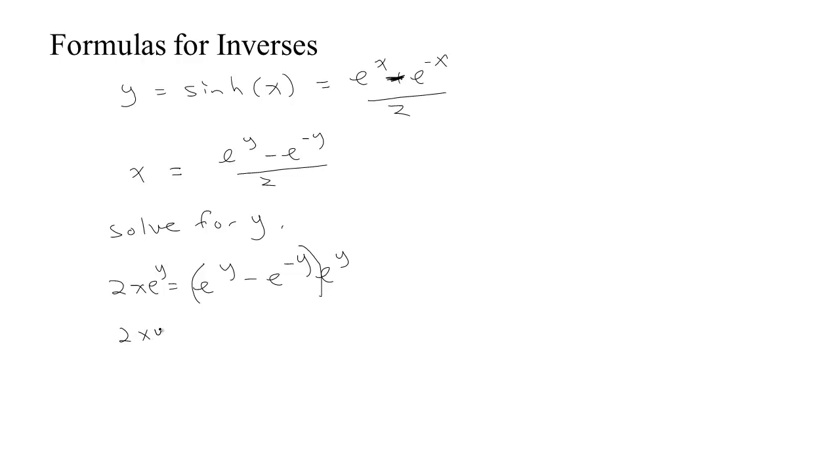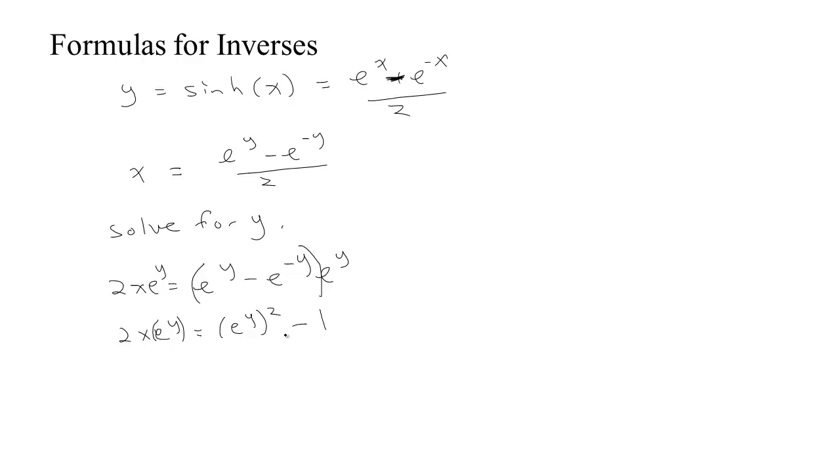So I get 2x e to the y, sorry. e to the y times e to the y would be e to the y squared, which is also e to the 2y. And e to the negative y times e to the y would be e to the, you can just add exponents and get e to the 0, and that's 1. Now, this is actually an equation that is almost quadratic.